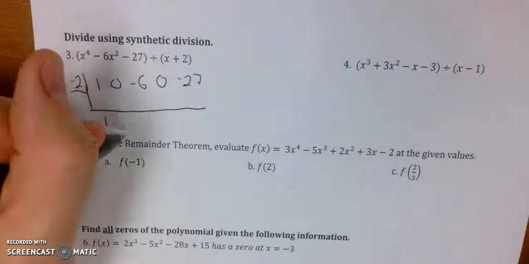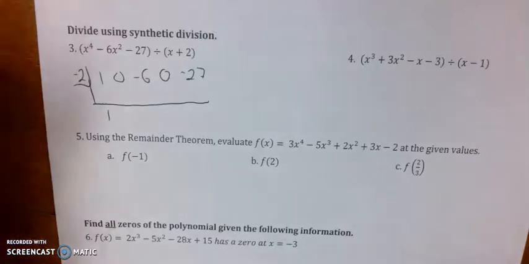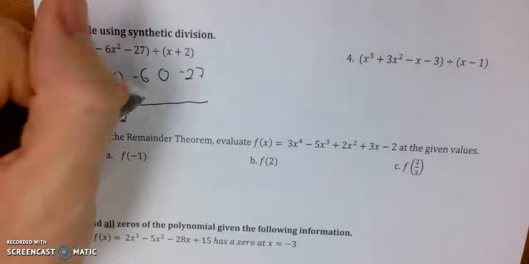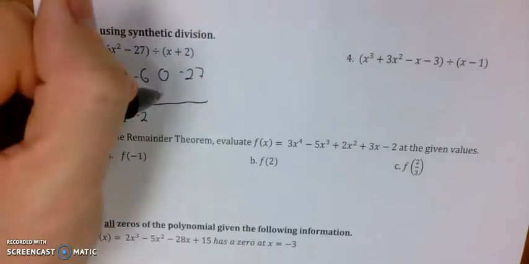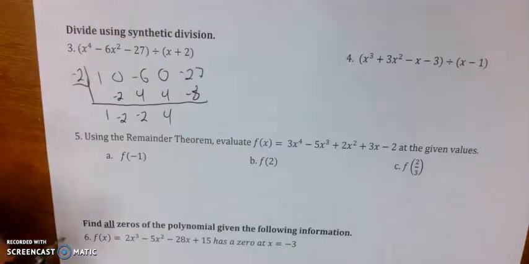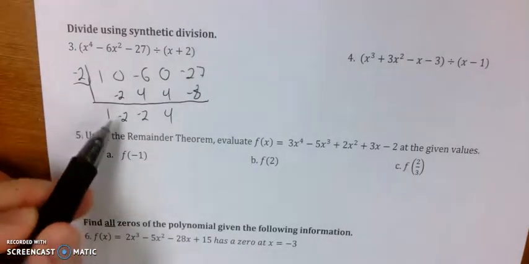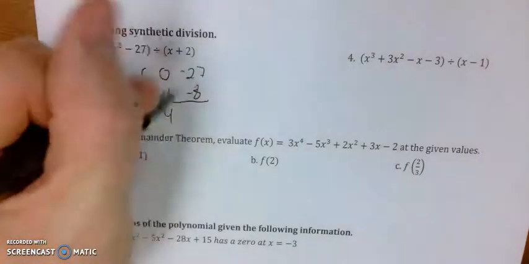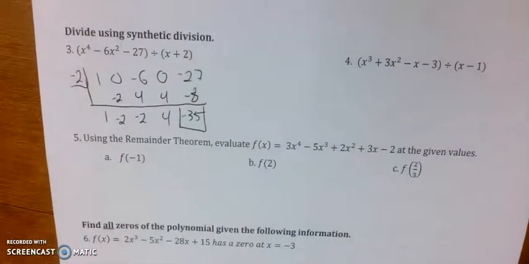Then we go down, diagonal, down, diagonal, down, diagonal. We add straight down, multiply diagonally. So I'm going to multiply by -2 every time. Add straight down, multiply by -2. So that's going to give me a 4. Add straight down, multiply by -2. Add straight down, multiply by -2. So I've got 1, -2, -2, 4. We always want to make sure that we're not making goofs when it comes to negative signs. So if I combine those like terms, I get -35. And that last number is always my remainder.